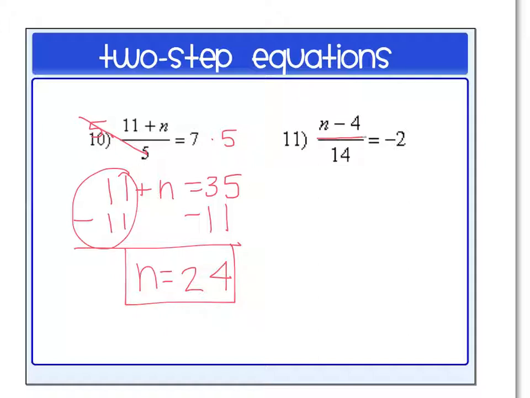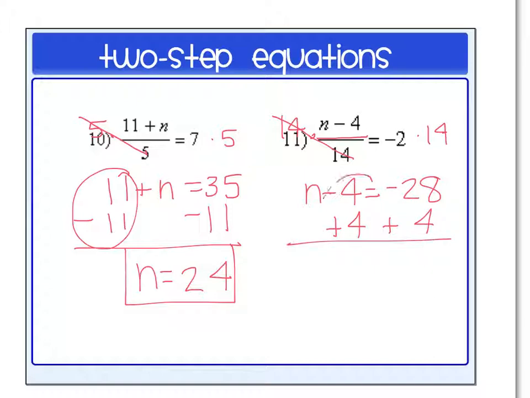Number 11, I'm going to get rid of my divided by 14. I'm going to multiply both sides by 14. These cancel off. N minus 4 equals negative 2 times 14, which is negative 28. To get rid of my minus 4, I'm going to add 4 to both sides. So in this case, n equals negative 28 plus 4 is negative 24.